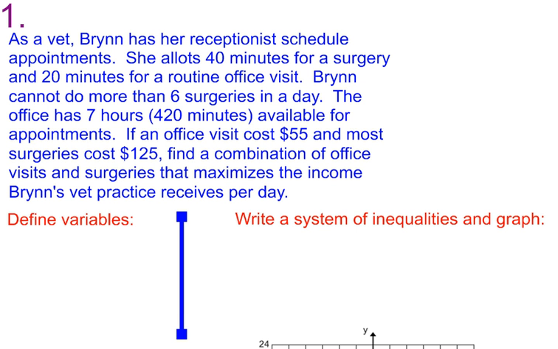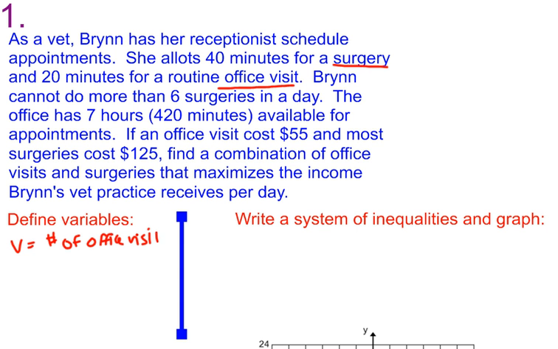The first thing to do is to define the variables and say what they're talking about. So the two things that I see that they're talking about are surgeries and office visits. So those are our two variables we're going to define. I called my office visits V because I don't like to use an O. So number of office visits.